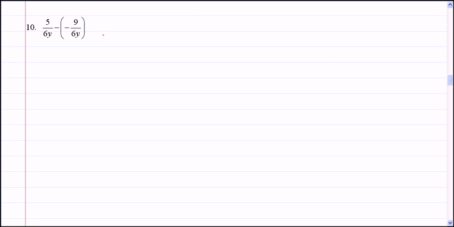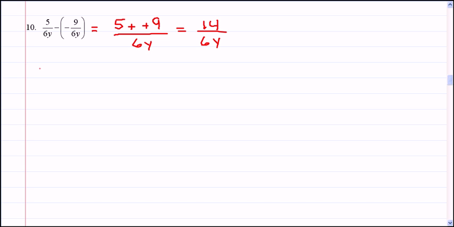And the last problem with the same denominators is 5 over 6y minus negative 9 over 6y. So we have a 5 minus negative 9 over 6y. And if I follow keep, change, 5 plus a positive 9 is 14 over 6y.